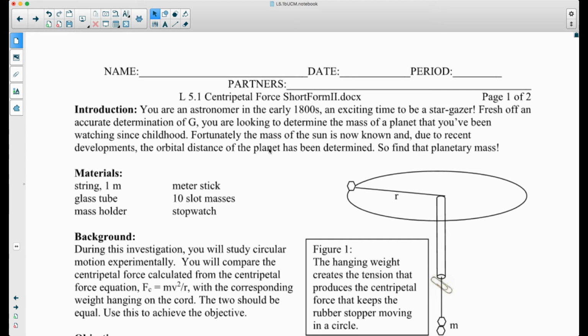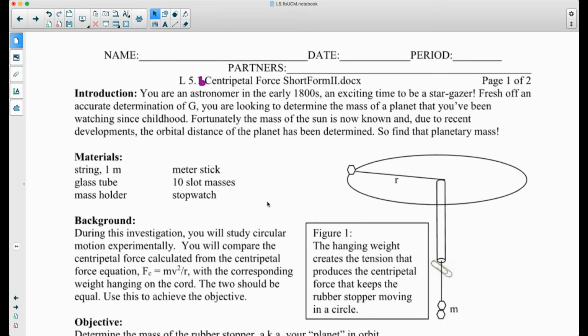All right, so one of your assignments today is to wrap up this lab. Up here it says Lab 5.1. We've been working on this. It's actually now been renamed to 5.1b. You did a 5.1, that online simulation.